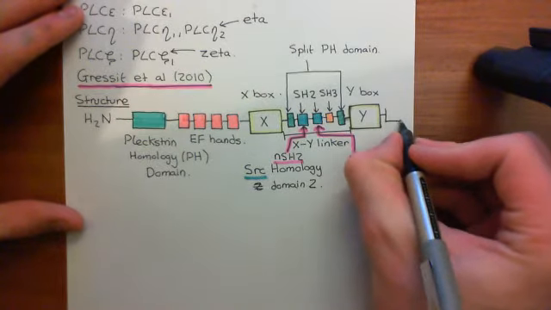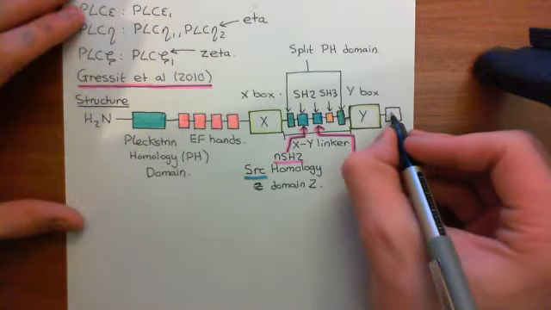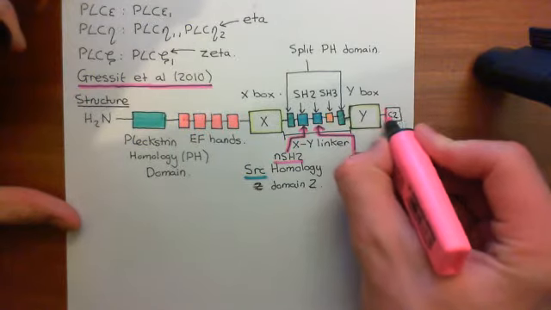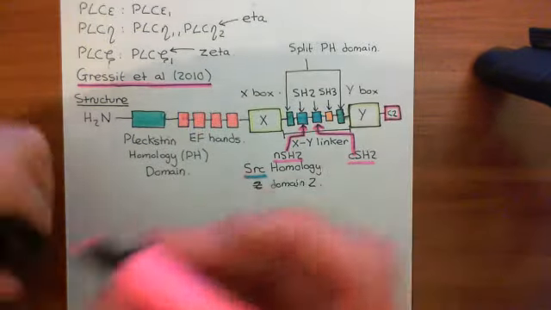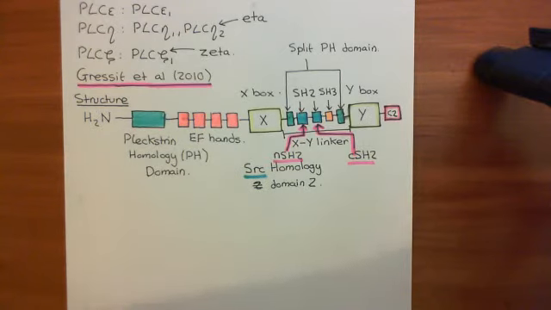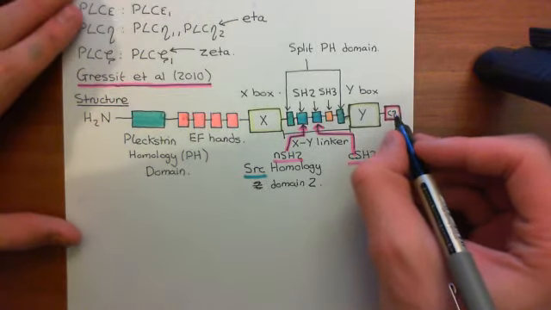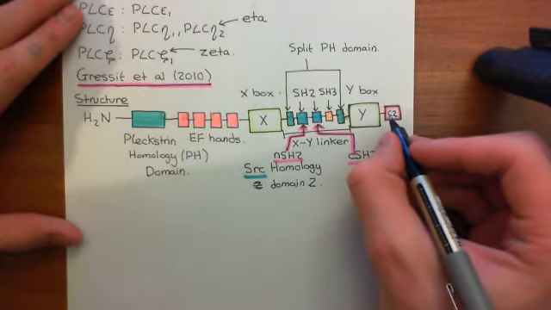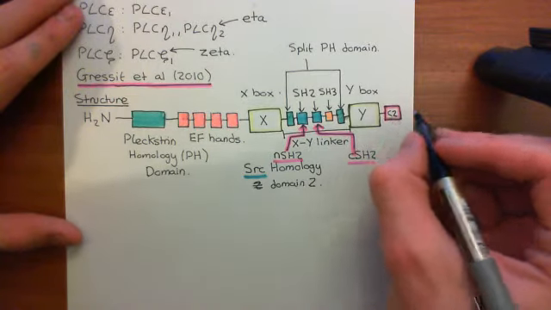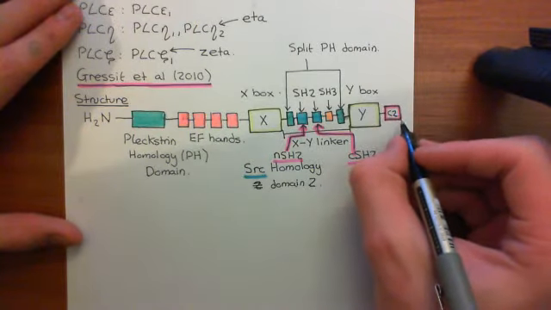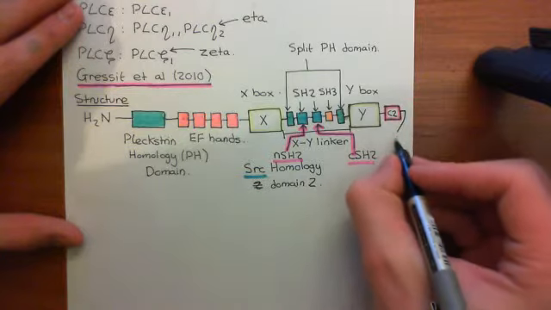Then you have one final domain after the Y box, which is known as a C2 domain. Again, C2 domains are very important in calcium signaling. They are domains that, for instance, you find in proteins such as synaptotagmin, and they sense calcium level. And again, they're not going to play a huge role in the activation of these phospholipase C gamma enzymes by receptor tyrosine kinase enzymes. However, there are other ways of activating phospholipase C gamma enzymes in which C2 plays a more important role. But we're not going to discuss those.